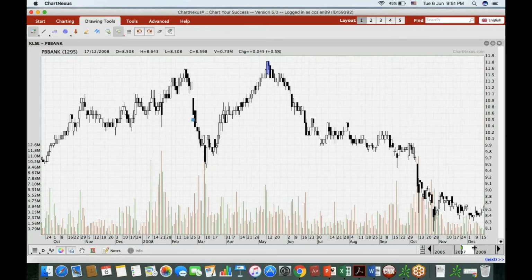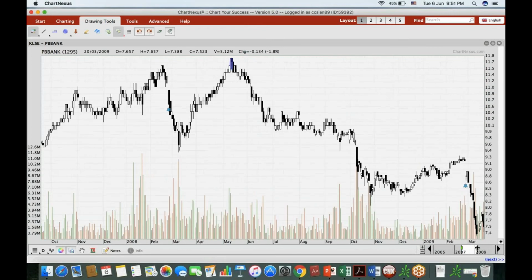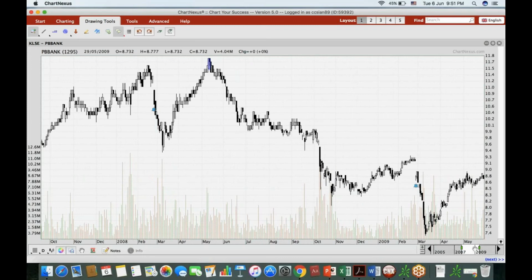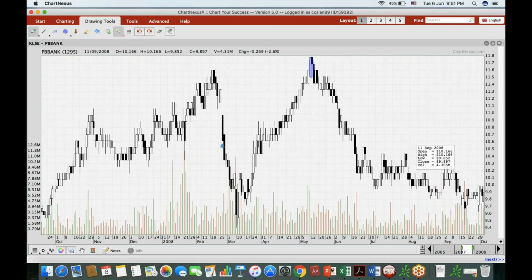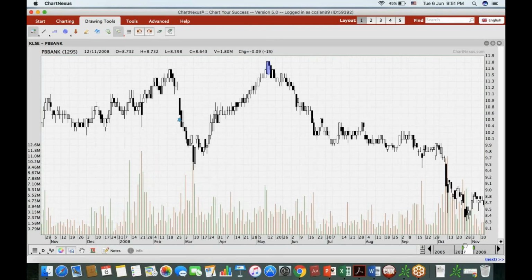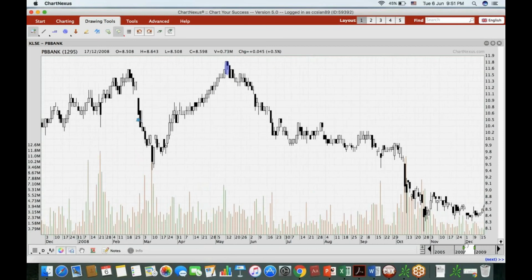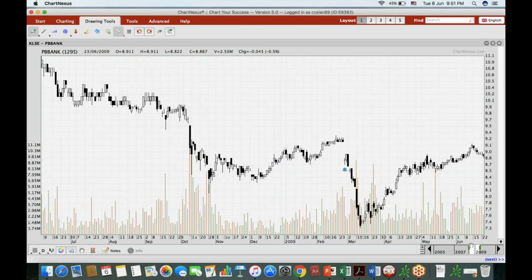And what other indicator do you spot? There are a lot of dojis, and then we have two black crows here. Basically these are the patterns that we spot. Then it goes down to about 7 ringgit, and this is where you see two small dojis here. It means that the price is uncertain, and it's likely to reverse. After that the price trends upward.